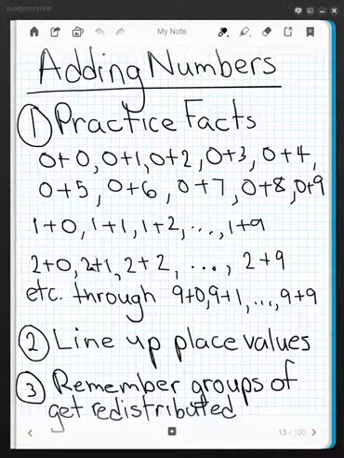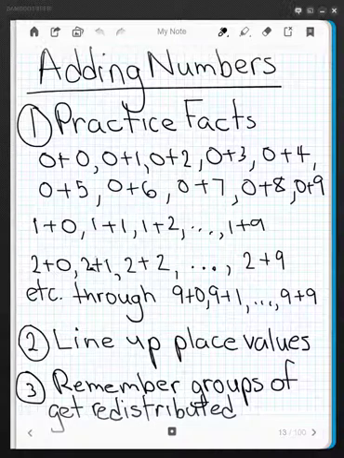Adding numbers is really quite easy as long as we know our basic facts and as long as we know that our number system is based upon groups of 10. And once we spill over, so to speak, into another grouping of 10, we have to carry over into other groups. So first of all, you probably should practice your math facts, your basic facts of all of the digits added.